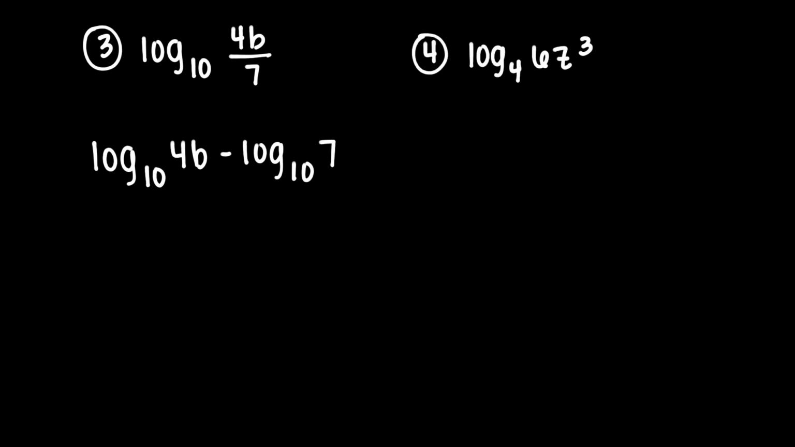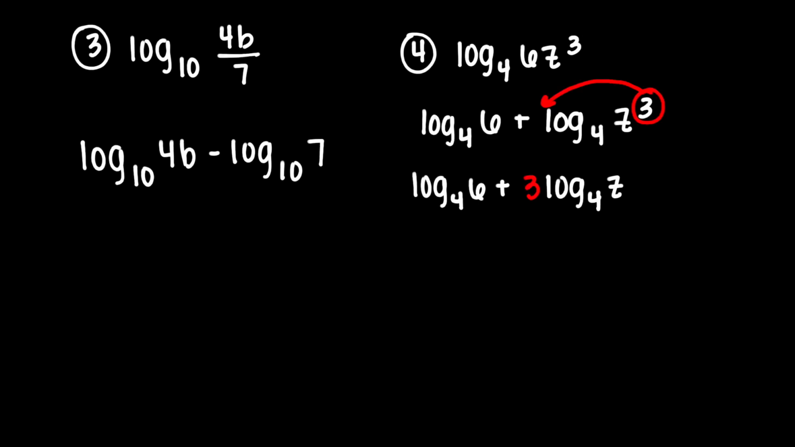Example 4, I want you to expand log base 4 of 6z to the 3rd. Be careful here. Remember, anything stuck together is being multiplied. When you finish this, you should get log base 4 of 6 plus 3 log base 4 of z. Be careful of that exponent. Remember, it does have to come in front.